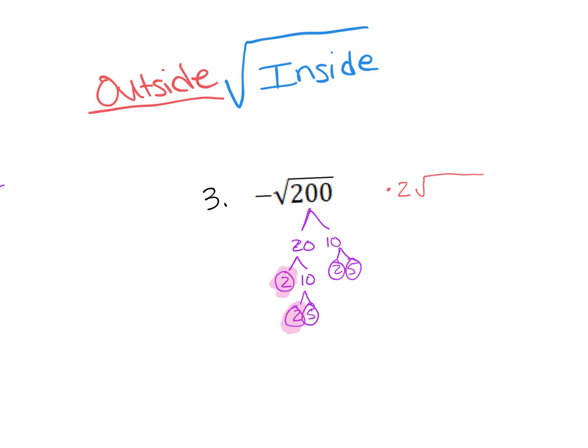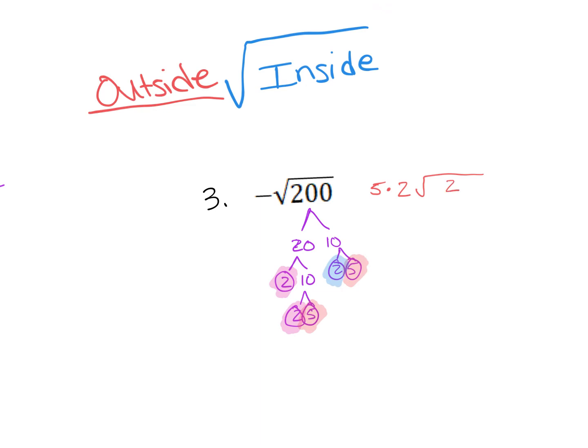And now I'm going to ask myself, does this 5 have a pair? Oh, this 5 does have a pair here. Even though it's on a different branch of the factorization tree, it still is able to stay. All right, and last but not least, I have one more number in a circle, but unfortunately that 2 doesn't have a pair, so it goes in the radical.